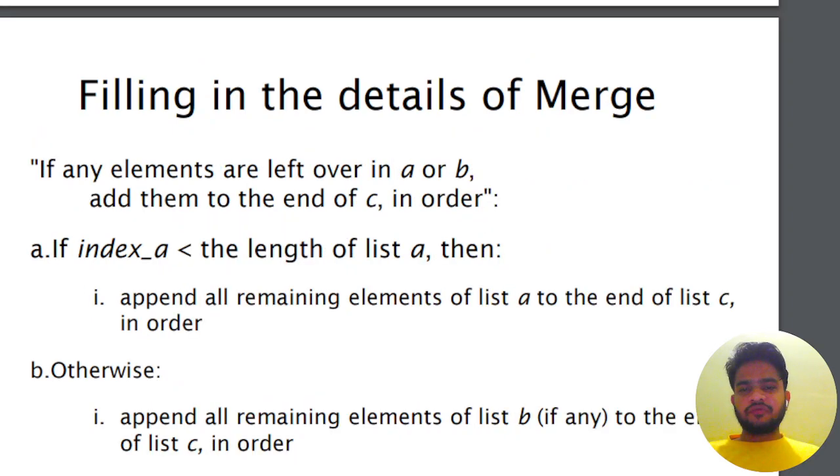Let us understand filling in the details of merge. If any elements are left over in A or B, add them to the end of C in order. If index A is less than the length of list A, then append all the remaining elements of list A to the end of list C in order. Otherwise, append all the remaining elements of list B, if any, to the end of list C in order.